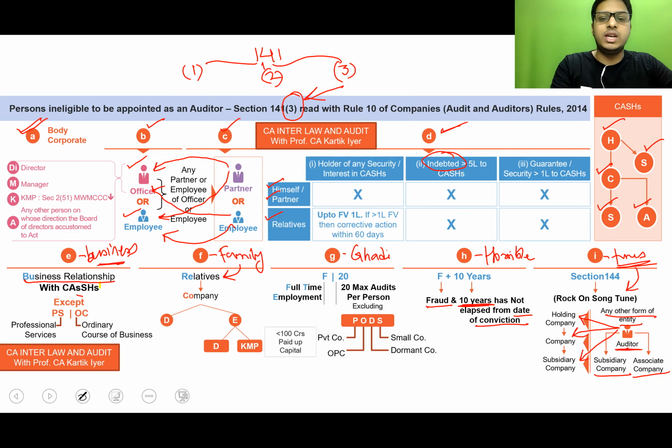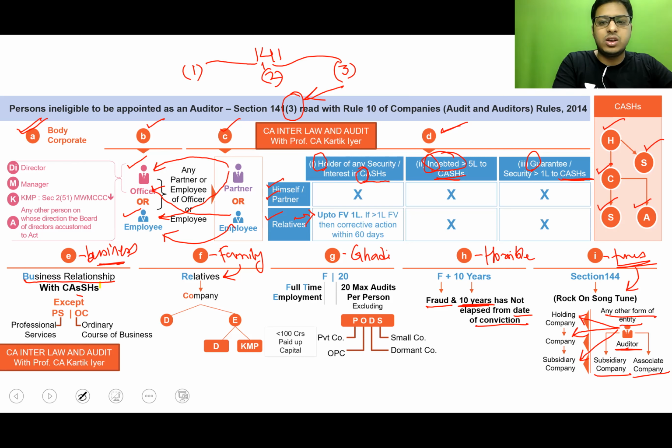D is in relation to HINGS, if you remember: holder of any security interest, indebted for an amount exceeding 5 lakhs, guarantee or security exceeding 1 lakh. Now, this entire clause D is applicable to the company, associate, subsidiary company, holding company, and subsidiary of the holding company. Similarly here and similarly here. Very easy. Here, one point, remember, relatives can hold up to face value 1 lakh only in the company.